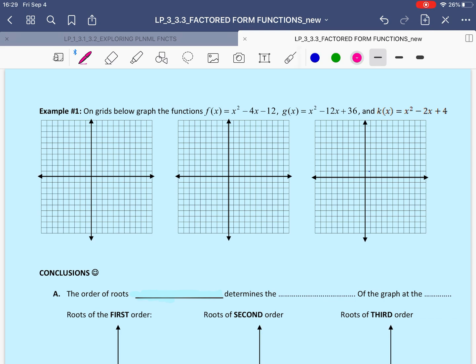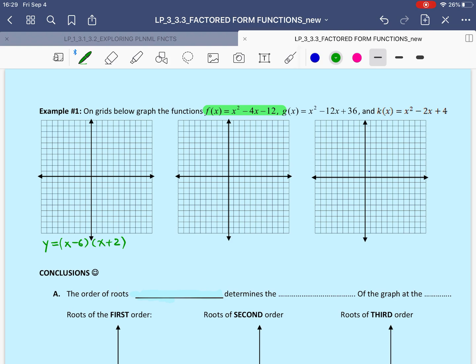Now, how does the order of the factor help us predict the shape of the graph? We're going to take a couple of examples which are pretty basic and are exercises that you are very familiar with since grade 10. I'm going to start with f of x equals x squared minus 4x minus 12. The factored form of it is y equals (x minus 6) times (x plus 2). So as you see here, this is a second degree function. It has two factors. Each factor is a first order factor.